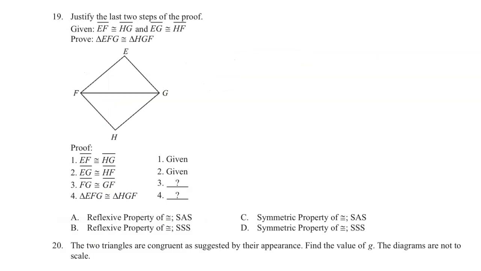Given segment EF is congruent to segment HG and EG is congruent to segment HF. Now we do know they share a side. So I think we've already answered the last one. We know the two triangles are congruent because of side, side, side. The first one was given. The second one was given because I just did the markings. And so this number 3, congruent to itself, is called the reflexive property. So which of these has reflexive property in side, side, side? It's angle B. It's answer B.